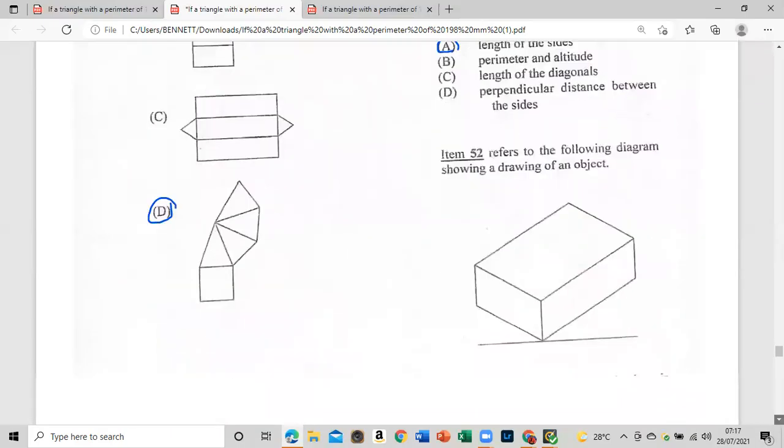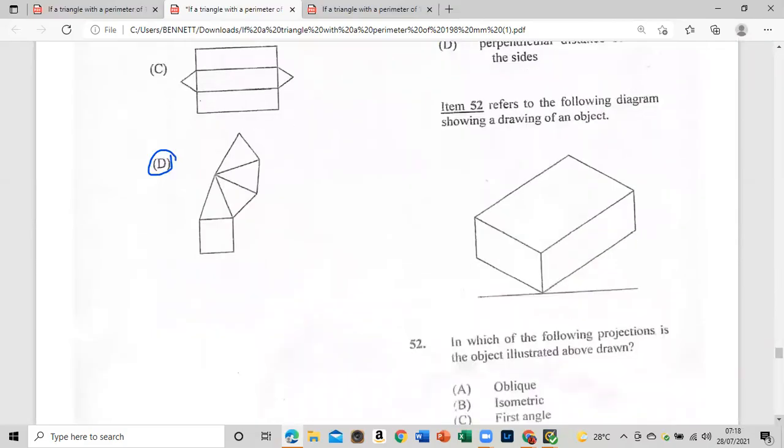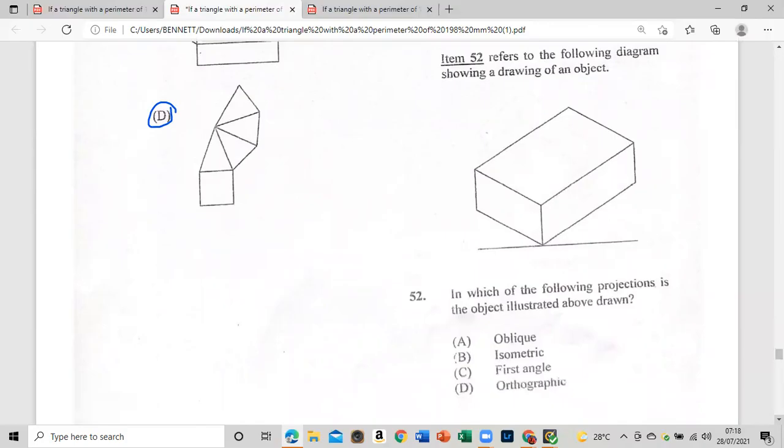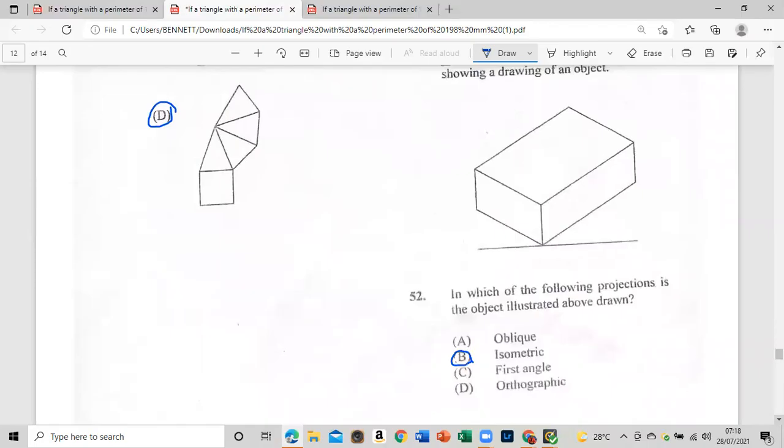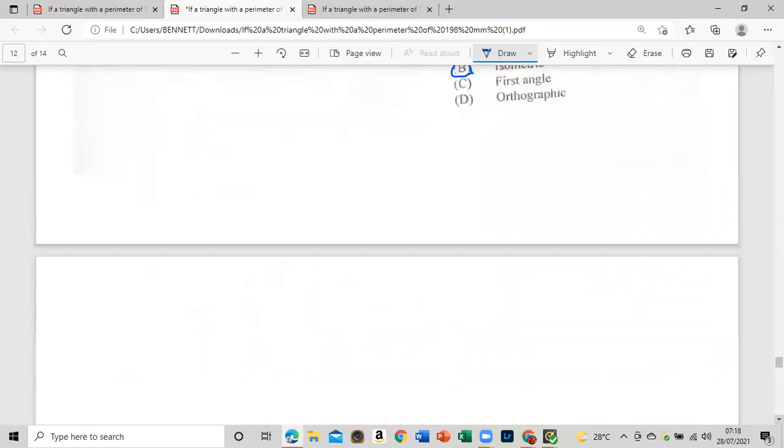52 refers to the following diagram showing a drawing of an object. In each of the following projections is the object illustrated above drawn? Is it oblique, isometric, first angle, or orthographic? And that would be B, isometric. Isometric projection. All right, on to 53.